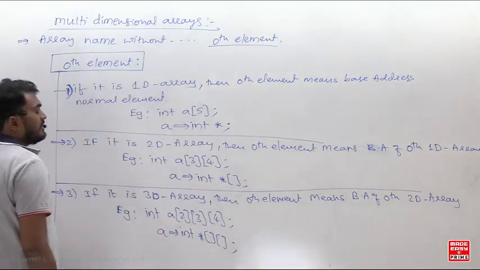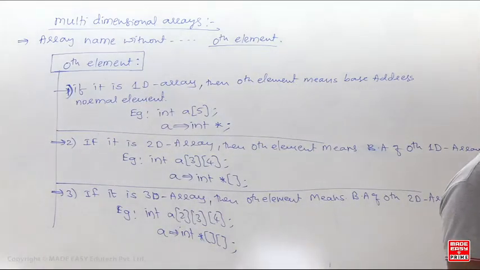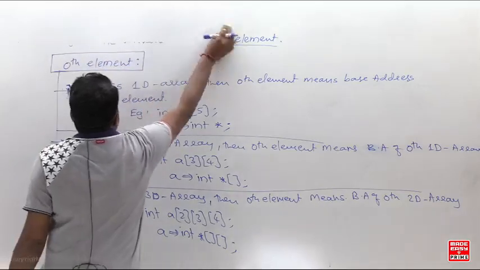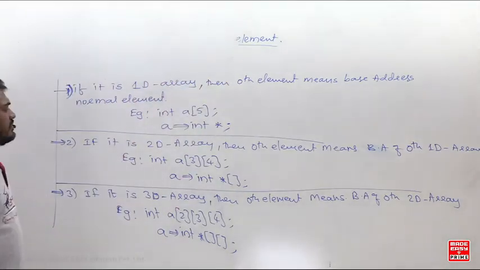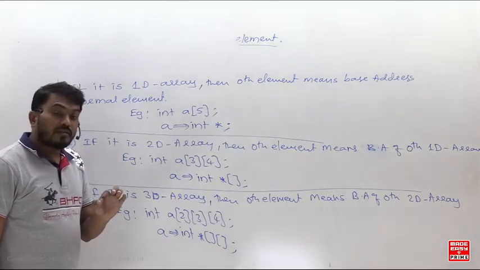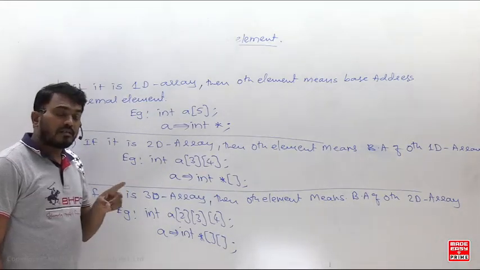So copy this: int star double braces. I'm repeating once again, important points here. Array name without the subscript, without subscript meaning without the bracket, will always give the base address of the 0th element.